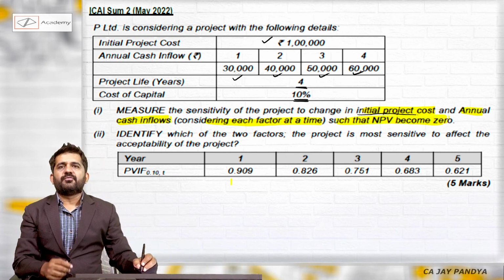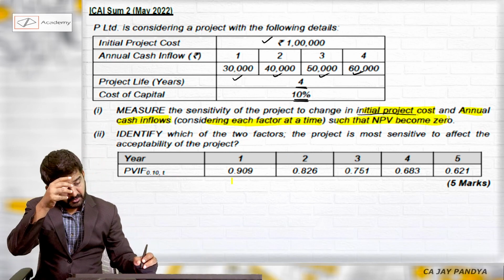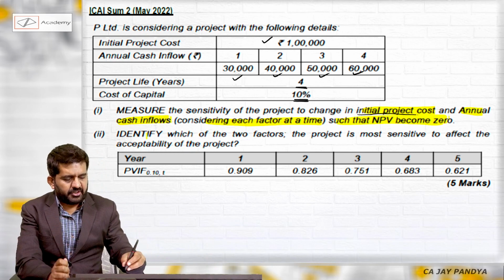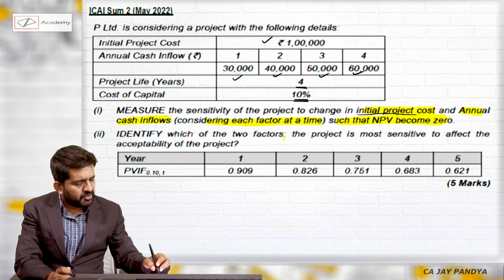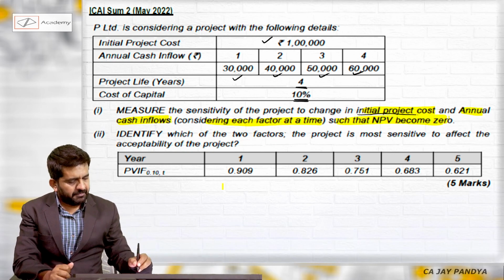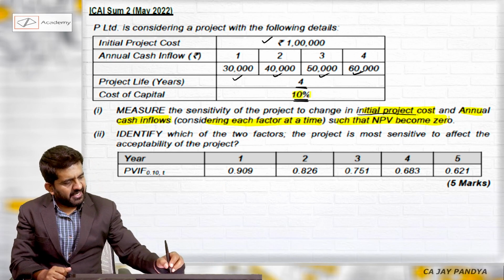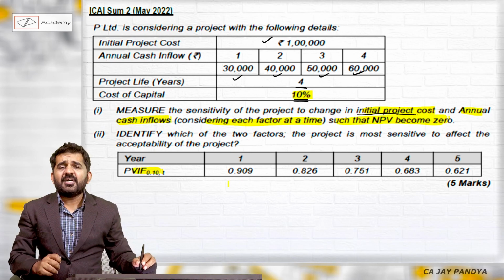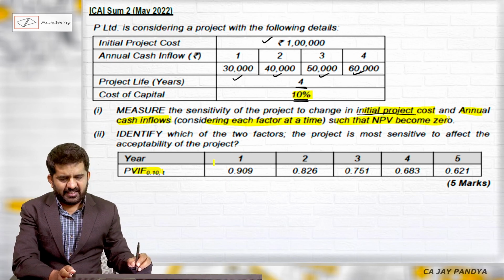This is one of the most important points in this particular question. Never asked before this type of question in examination. Let us try to solve it. Identify which of the two factors the project is most sensitive to affect the acceptability of the project. And at a 10% discount rate, they have also given us present value factor. Let us find out NPV without any sensitivity analysis.